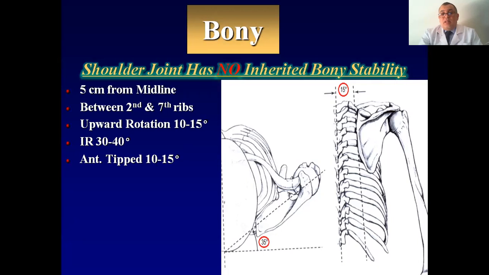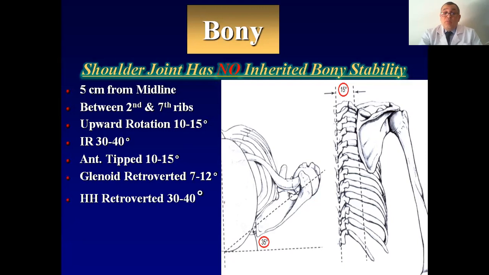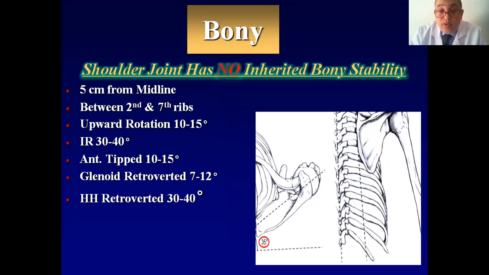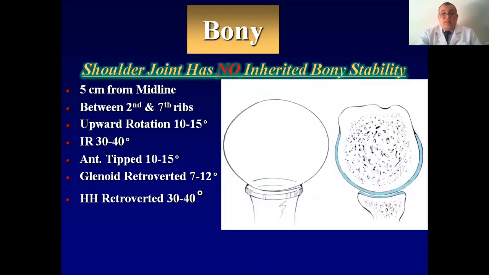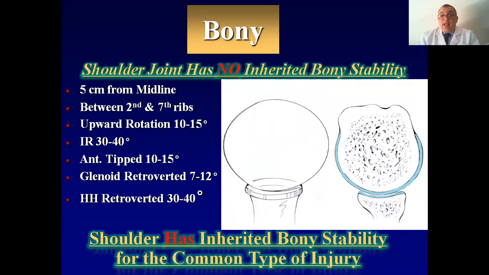The scapula is anteriorly tilted 10 to 15 degrees, and the glenoid is retroverted 7 to 12 degrees. The humeral head is further retroverted 30 to 40 degrees to face the posteriorly placed glenoid. So we can say that the shoulder has an inherited bony stability for the common type of injury, which is falling forwards.